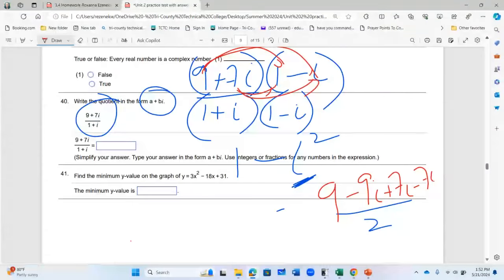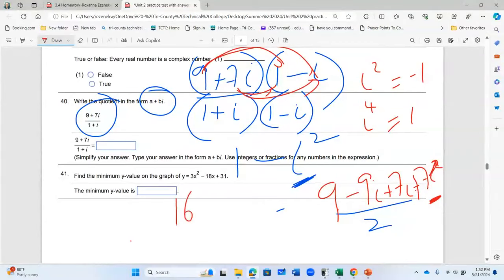One thing we do know is that whenever we see i squared, it is -1. When we see i to the 4th, it is 1. We already know that: i to the 4th is 1, i squared is -1. So that's how we're going to use it here. This becomes negative, negative, negative is positive, so I'm going to change this to positive. 9 plus 7 is 16.